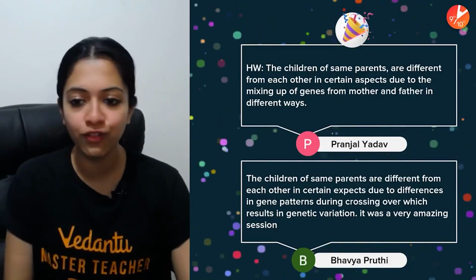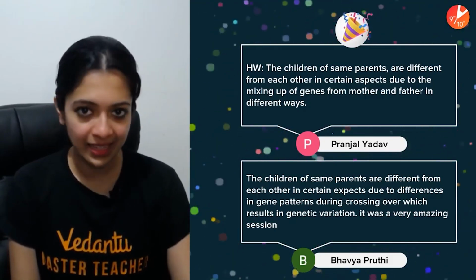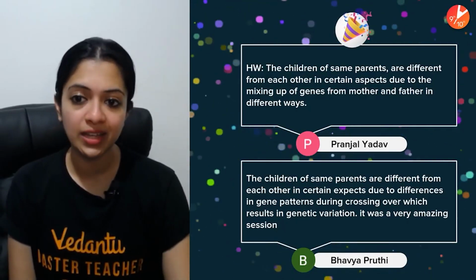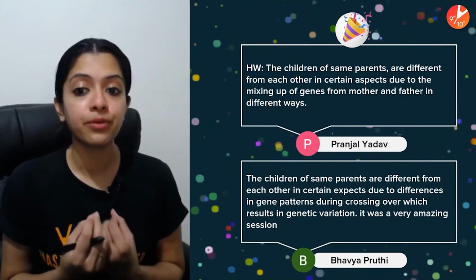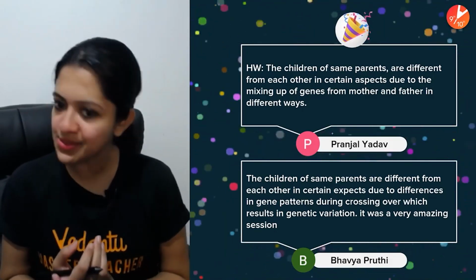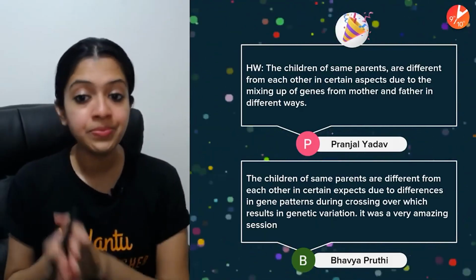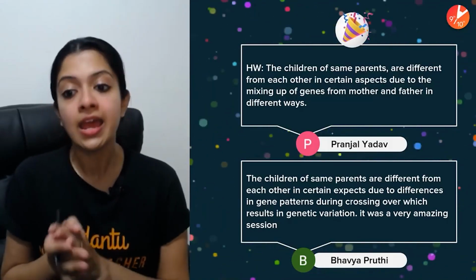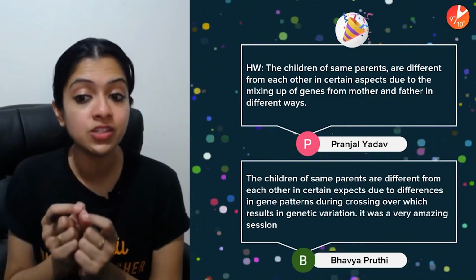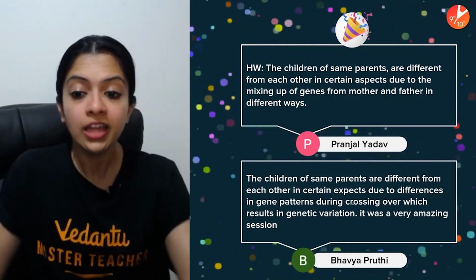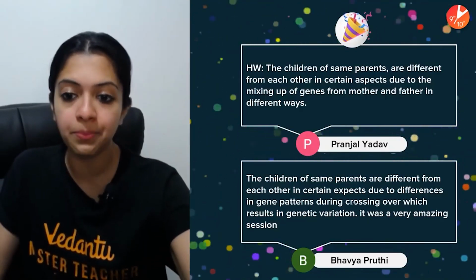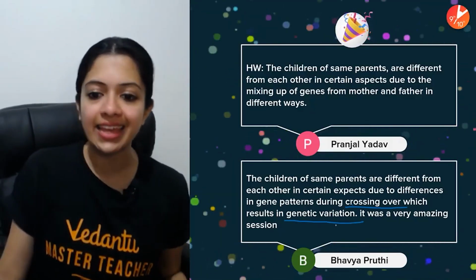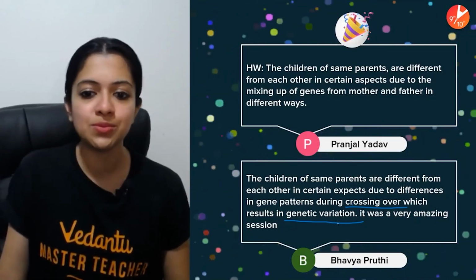I've put answers of Pranjal Yadav and Bhavya Priti here. Pranjal says the children of same parents are different from each other in certain aspects due to the mixing up of genes from mother and father in different ways. Very well said. And Bhavya has phrased it this way: due to differences in gene patterns during crossing over, which results in genetic variation. I think both of them have mentioned two crucial points here: crossing over resulting in genetic variations.